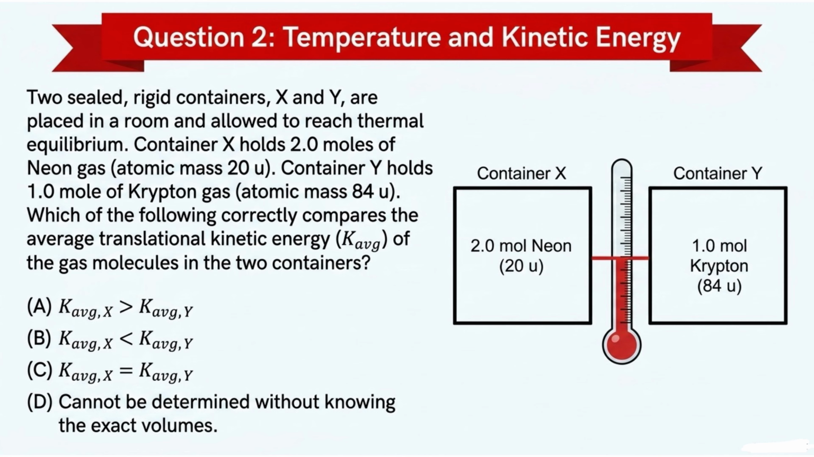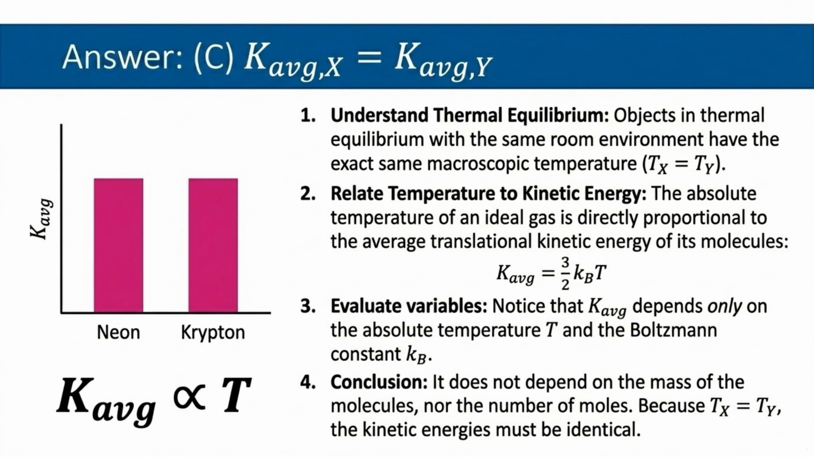So the answer is, of course, C, equal. Notice what the equation for average kinetic energy actually says. Average kinetic energy equals 3/2 kBT. That's it. No mass, no moles, no volume, nothing but temperature. So if both gases share temperature, they share an average kinetic energy. The heavier krypton atoms are simply moving slower to compensate. Same energy, different speeds.